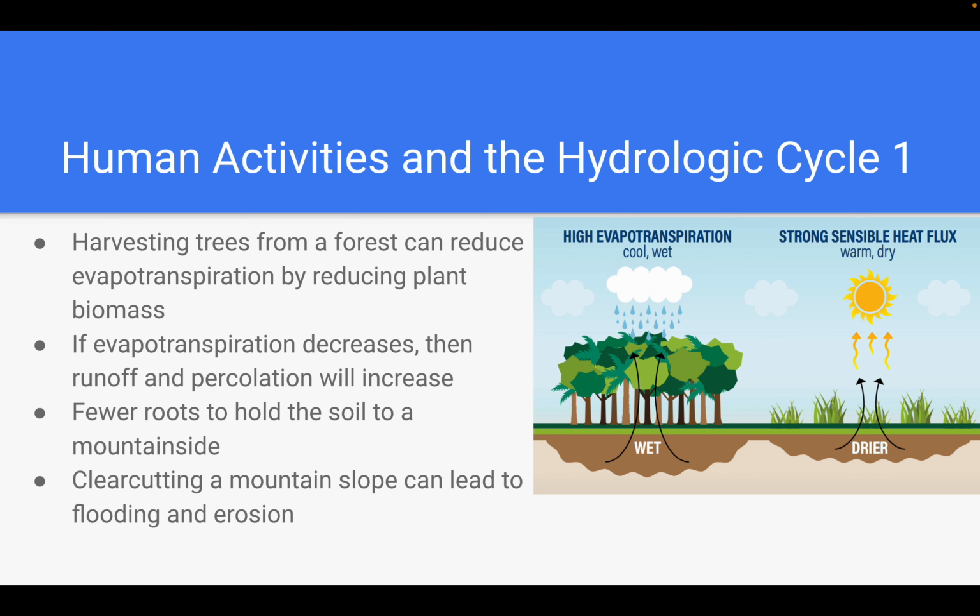So if there's more erosion, that means more dirt, and not just soil. It means the nutrients are being washed away, so it makes it harder for other plants to survive and other plants to move in, which reduces the amount of food availability for different species.